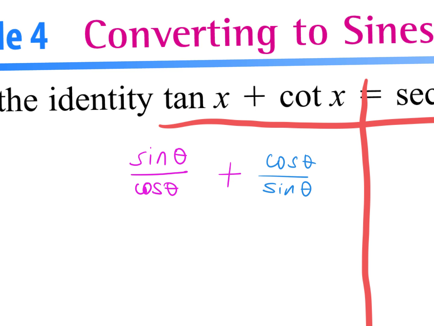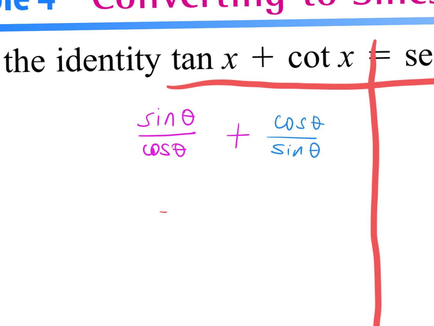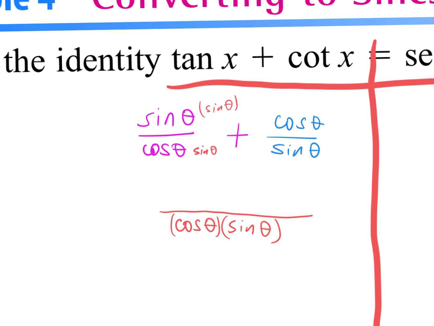So these are just two fractions that we're doing what? Adding together. When you add fractions, you have to get a common denominator. What's your common denominator between cosine and sine? Cosine and sine. You just stick them together. Remember, we multiply. So you got a cosine, and you got a sine. So get a common denominator. Now we have to say, okay, well, my first fraction in pink, the denominator has a cosine. What is it missing? Sine. So if you multiply the bottom by sine, what do you do to the top? Multiply by sine. What's sine times sine? Sine squared. Good.